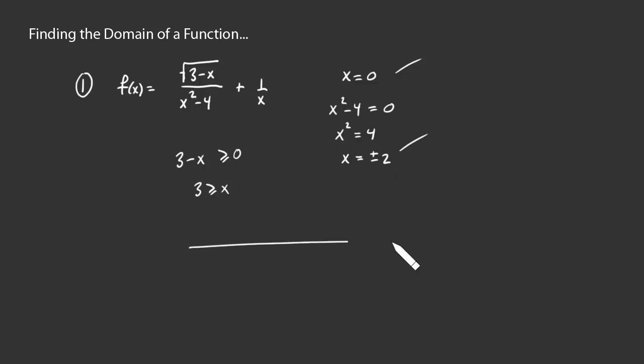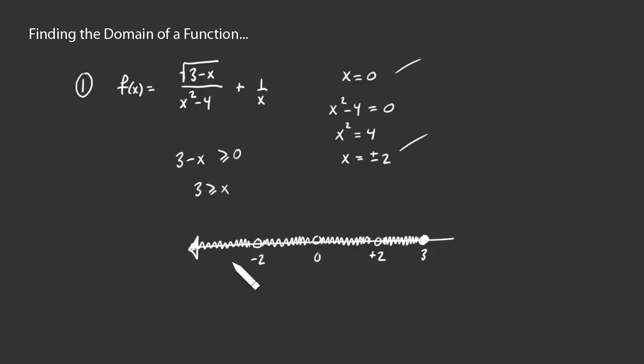Okay, let's think about our number line. We have just excluded 0, plus and minus 2, and we want to ensure that x is always less than or equal to 3. So let's see, if we mark 3 here, 3 would be okay, and anything less than that is okay as long as it's not a problem value. So I have to jump over those guys. And what we have now is our domain.